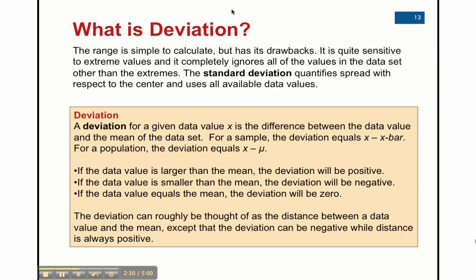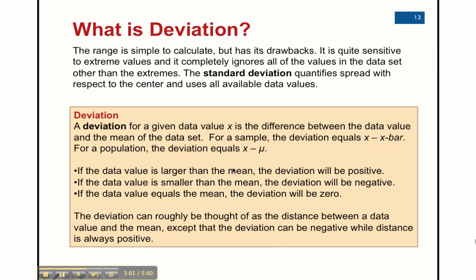So first, what's a deviation? A deviation is for any given data value. So every data value has a deviation. The deviation is essentially the distance from that data value to the mean. So for any data value, you subtract the mean. They're showing you two formulas here: x minus x bar or x minus mu, depending on if you know the population mean or the sample mean. But remember, they're essentially the same thing. So any deviation is just the distance from the mean.